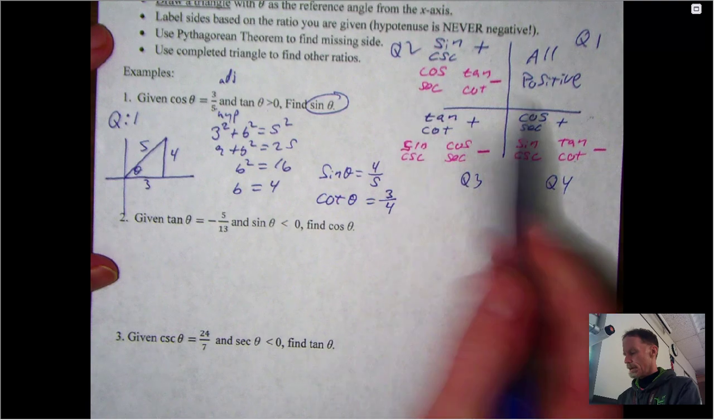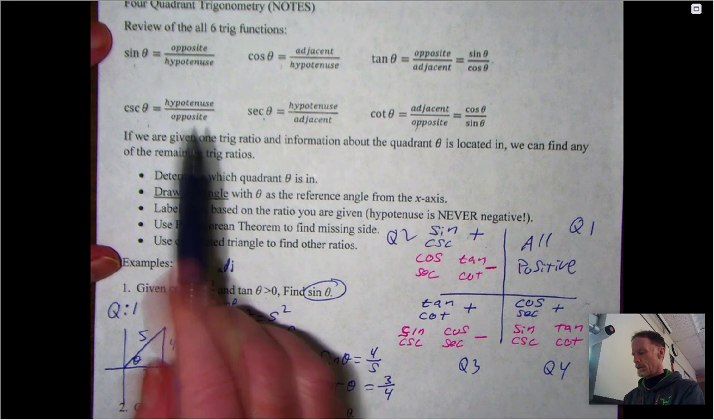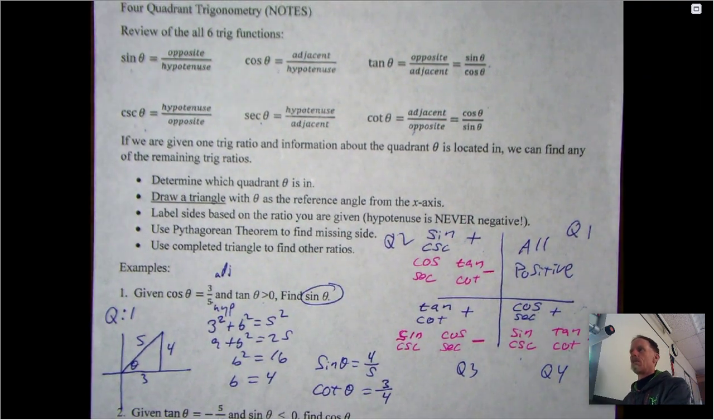I've got 2 more examples here. I'm going to leave this up for you. If you need to take a picture, make sure you have all the ratios and the quadrants. You can pause the video for a second.